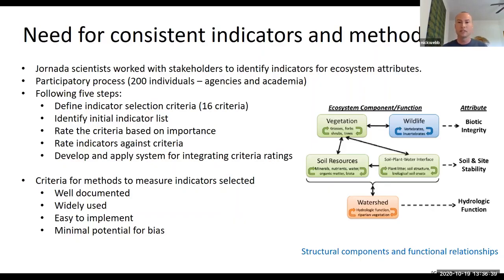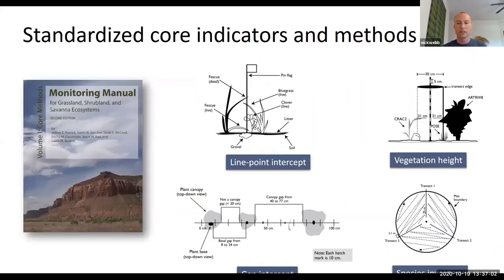So having identified sets of indicators, they then established a set of criteria for identifying methods that could be used to monitor these indicators. And preference was given to methods that were well documented, already widely used across the range community, were easy to implement and had a minimum potential for bias. And this ultimately resulted in adoption of standardized core indicators and methods that are described in the monitoring manual for grassland, shrubland, and savanna ecosystems.